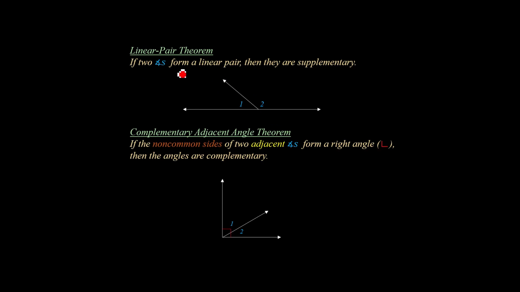Nevertheless, if two angles form a linear pair, then they are supplementary. That's a theorem. Then they had the complementary adjacent angles theorem. So these are adjacent angles and they're complementary.